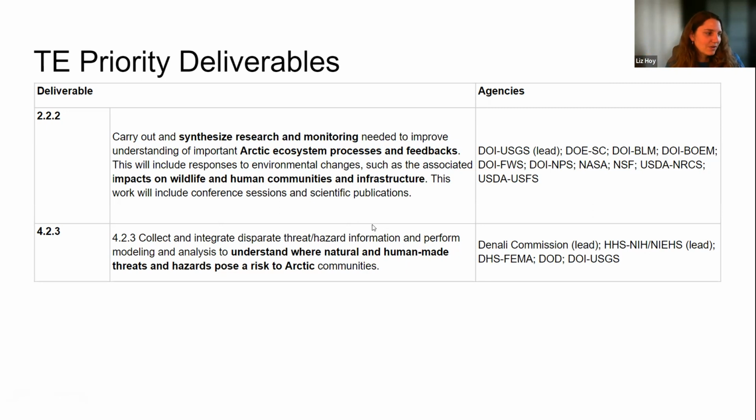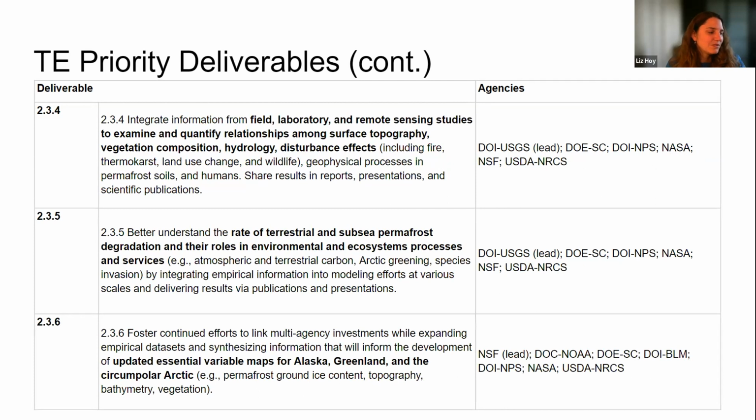So these are some of the different goals. They just have different number labels, but looking at synthesizing research and monitoring on Arctic ecosystem processes, understanding where natural and human-made threats and hazards pose a risk to the Arctic. And you can see the different agencies that the Biennial Implementation Plan has listed as partner agencies for each of these. It doesn't mean those are the only agencies. It just means these are agencies that have self-identified that they believe they have activities already ongoing that are part of this goal. We just listed a few.